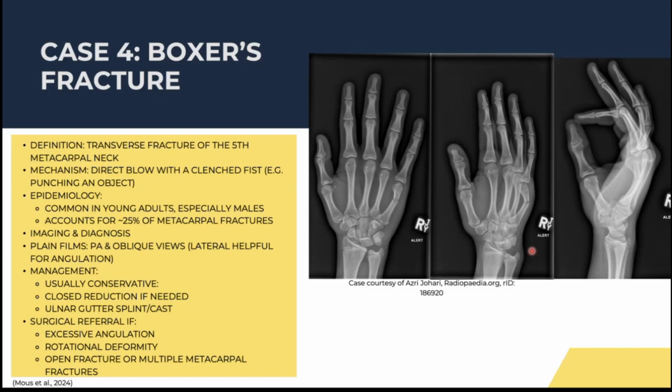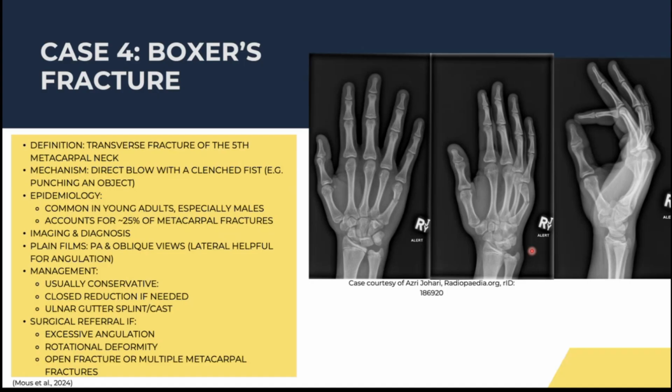Imaging is the main form of diagnosis. So you've got your plain films, you do a PA and oblique, and it's quite important to do a lateral because that can help with the angulation and then obviously the resetting of that bone in A&E. And then also management as well. It's usually conservative. They can have a closed reduction, so they go to A&E and they put a bit of traction on and pop it back.